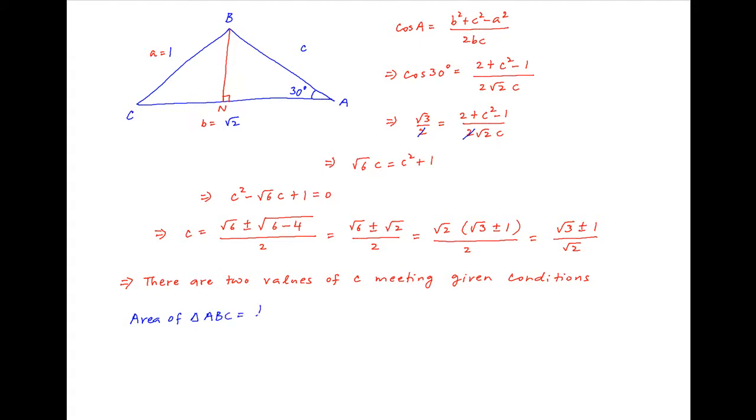Now, the area of triangle ABC is equal to half of the base AC times the perpendicular BN. Now, the base AC is equal to B, which is equal to root 2, and BN is equal to C times sine 30 degrees. This is equal to 1 upon root 2 times C upon 2, or C upon 2 root 2.